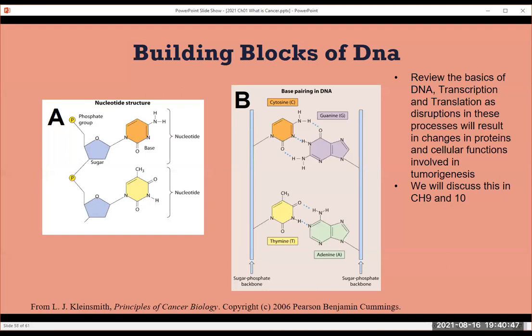Your chapter gets into a review of basic DNA structure and function, and goes through transcription and translation. I'm not going to go through that here, but I'm asking you to review the basics of DNA and what the bases A, T, G, and C are. What's the base pairing that happens? And then in general, the process of transcription and translation.